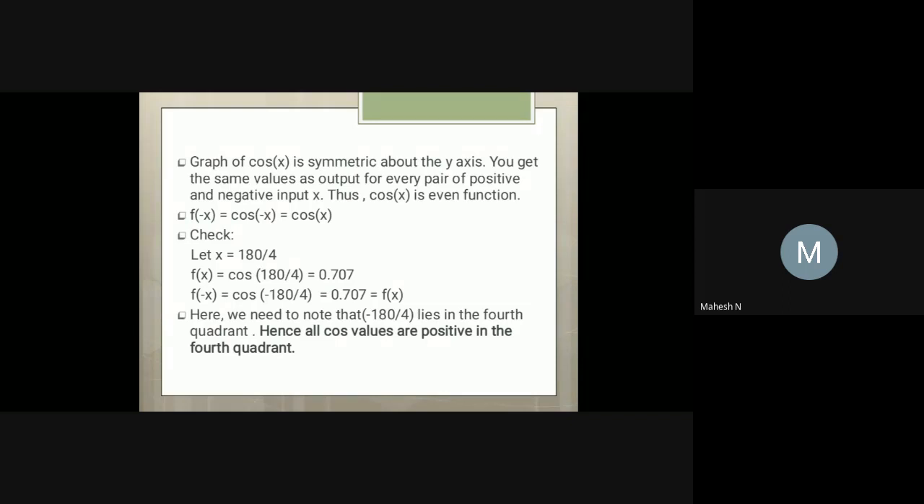Let us take an example, like x equal to 180 by 4, that is pi by 4. F of x, cos of pi by 4 is equal to 0.707, and cos of minus pi by 4 is also equal to 0.707. So the output f of x is not altered. We can also notice that pi by 4 lies in the first quadrant, and all cos values are positive there.